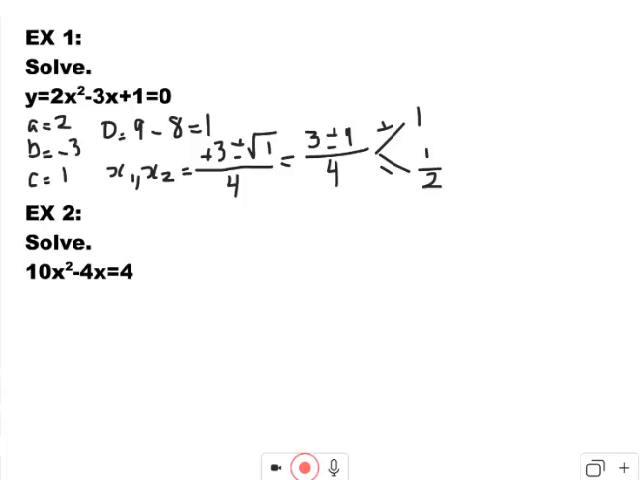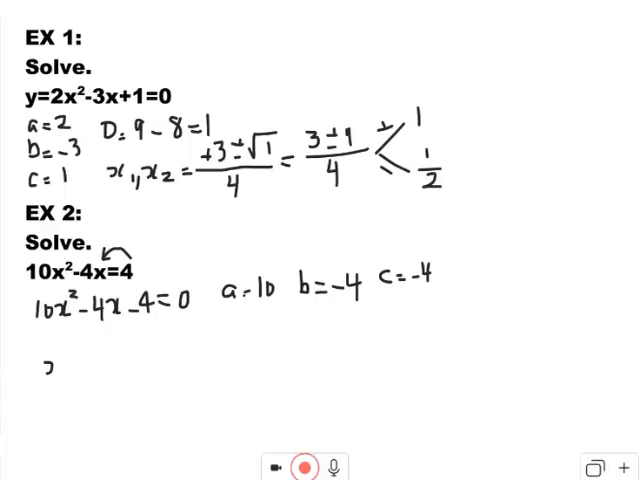The next example, we are going to solve 10x squared minus 4x equal to 4. The first thing I'm going to do is move 4 to the left. So I'm going to get 10x squared minus 4x minus 4 is equal to 0. From here, a is 10, b is negative 4, and c is negative 4.